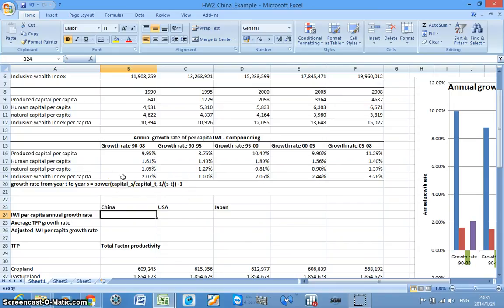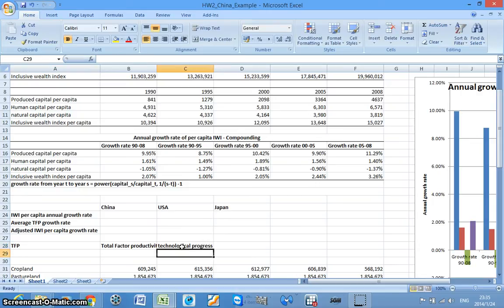In a previous video, we have learned how to calculate the inclusive wealth index per capita growth rate using China as an example. However, this inclusive wealth index only includes three components: the produced capital, human capital, and natural capital. However, it ignores and neglects one important part of this growth, which is the productivity growth or technological increase.